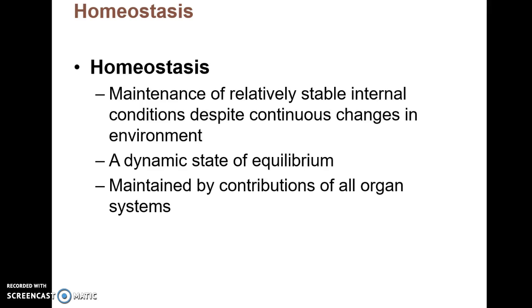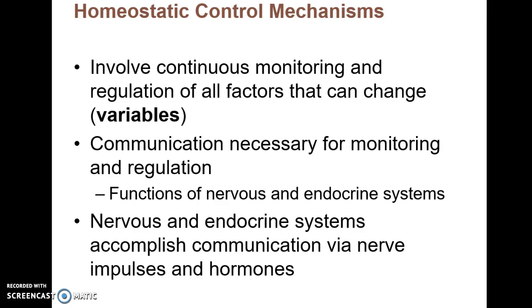Homeostasis is complicated. Basically, you want to maintain contributions of all organ systems. Everybody's working correctly. Your temperature is great. All body systems are working as they should. Homeostatic control mechanisms basically involve a continuous monitoring and regulation system. All factors that can change affect the body, a disease, a virus, anything that can modify homeostasis is going to be controlled by a homeostatic control mechanism.